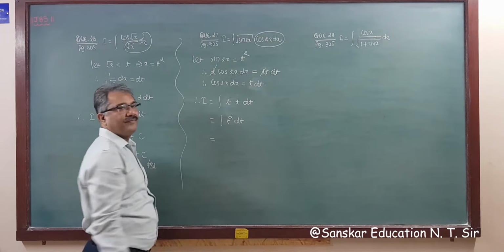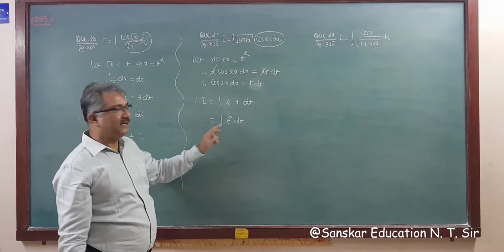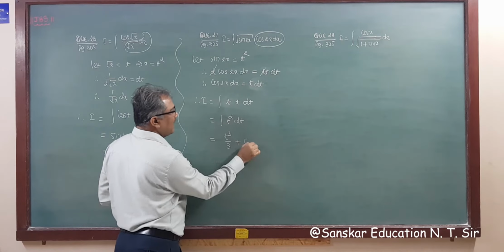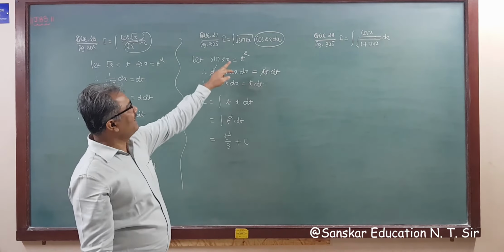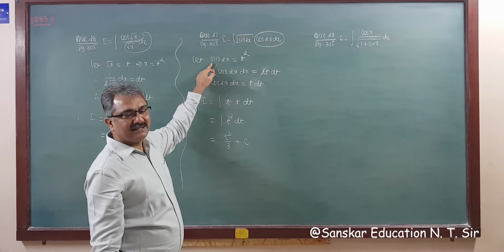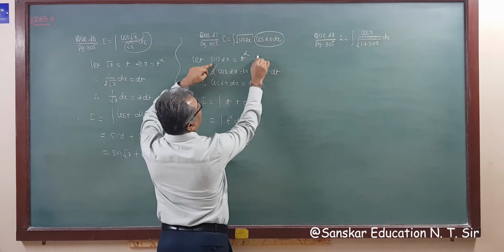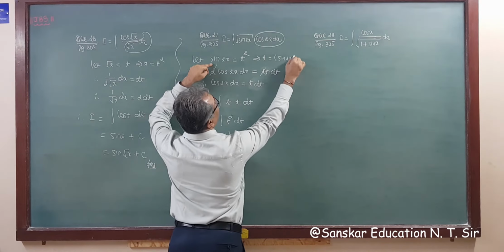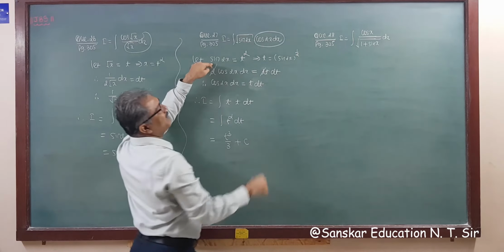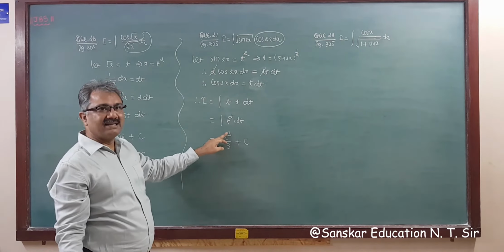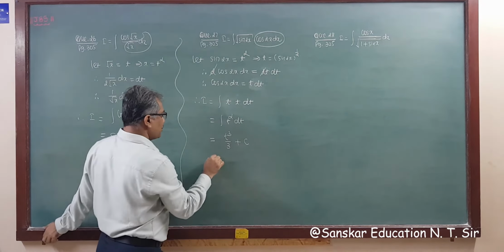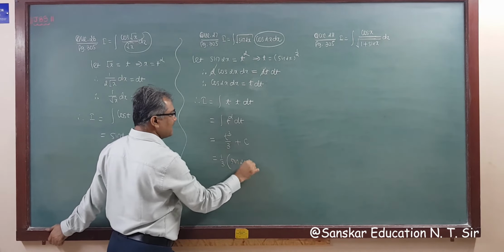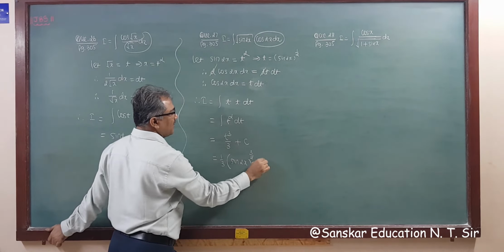Now integration of t square is t cube by 3 plus c, and what is t? t is under root sin twice x. This implies t is equal to sin twice x raised to half power. Under root means half power. So half power and this 3 multiply, that is 3 by 2. So the answer will be 1 upon 3 sin twice x raised to 3 by 2 plus c.